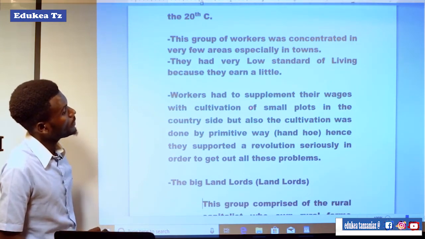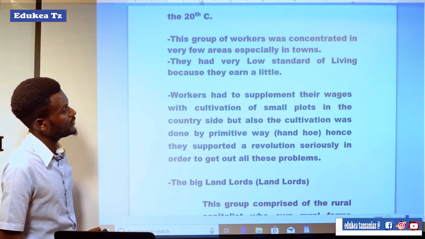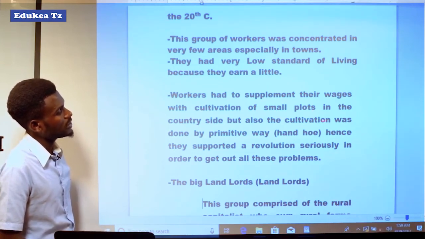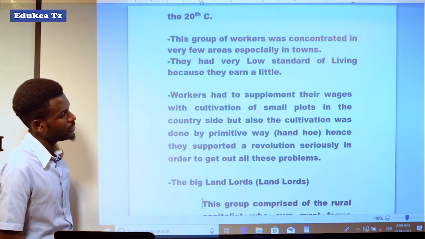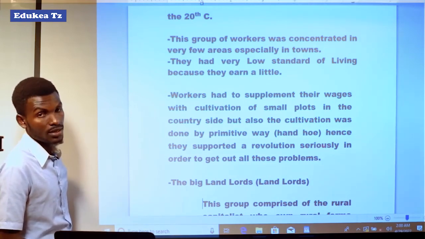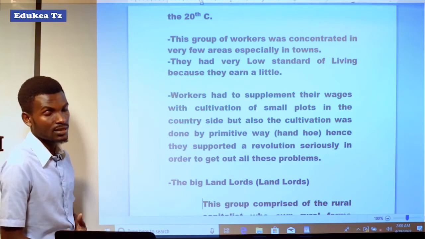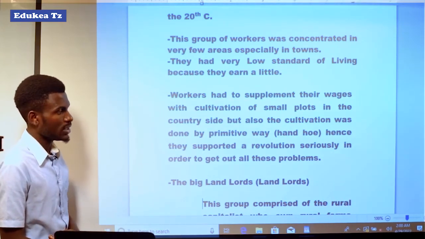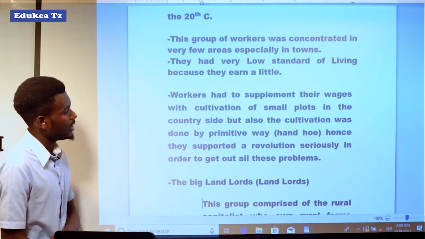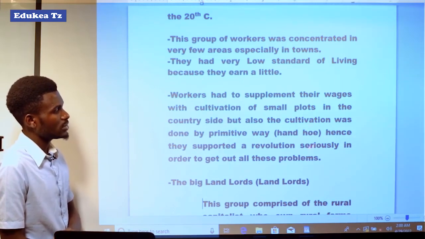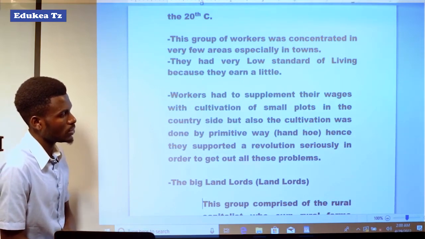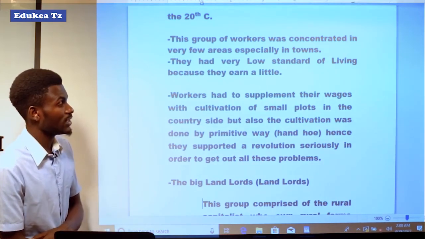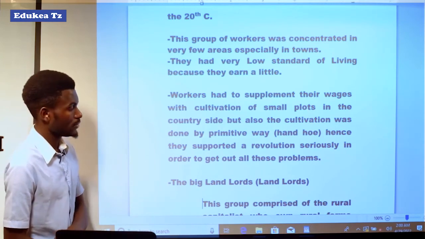Workers had to supplement their wages with cultivation of smaller plots in the countryside, but the cultivation was also done in a primitive way, like the use of hoes. I mean they cultivated different crops by the use of primitive methods. Hence, they seriously supported a revolution in order to get out of all these problems which they were facing before the Bolshevik Revolution of 1917.